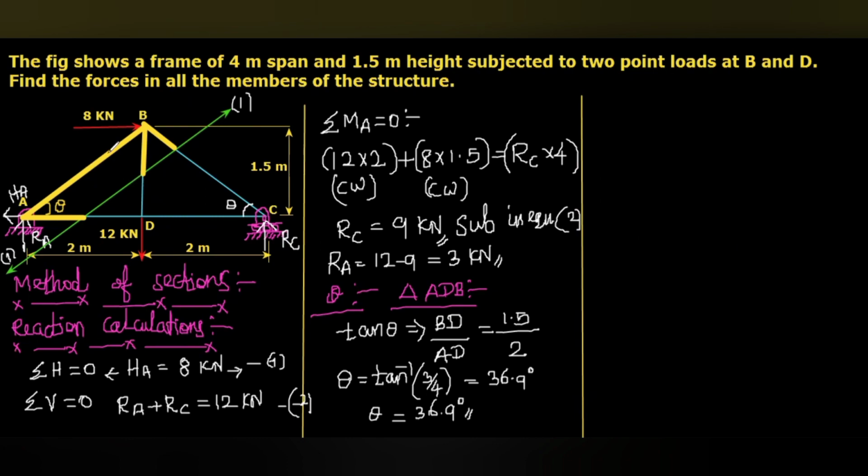Then what are the things we will consider? The forces in the members through which the section line passes, like BC, BD, and AD, and the point loads in the considered portion, 8 kilonewton, RA, and HA, since we are considering the left side portion of the section line 1, 1. Now, taking moment about the various points, we are going to calculate the values of the forces in the members. So first, here we are considering the section line 1, 1.